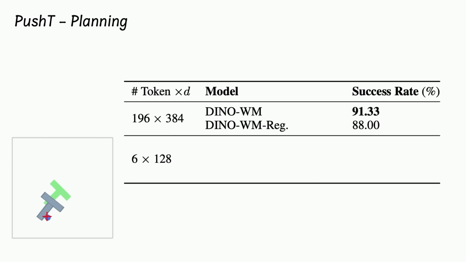And the next example is Push-T planning. The agent tries to control the object to reach the goal state. And here I want to emphasize the efficiency. If you look at the DINO world model baseline, you have 196 patches. If you imagine 224 by 224 images, each patch has a 384-dimensional feature. And if you're using object-centric representation, the number of tokens is significantly less than that.